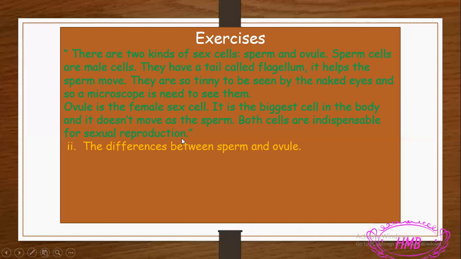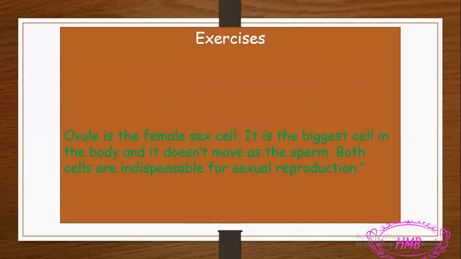Third difference. Let's see. And it does not move as the sperm. This sentence is put as it is. So sperm moves while ovule does not. So I found the three differences. Sperm has a tail while ovule does not, because they didn't tell me otherwise. Sperm is tiny while ovule is big. Sperm moves while ovule does not. Sperm is male cell while ovule is female cell. Okay? So these are the four differences between the sperm and the ovule.